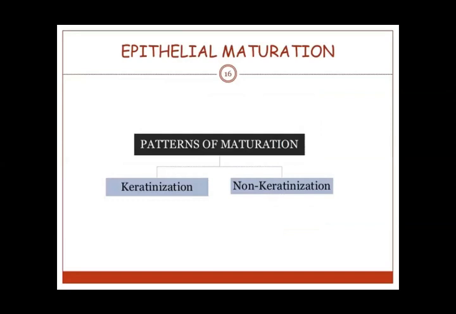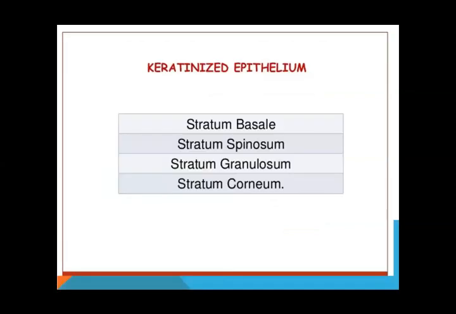Epithelial maturation. The patterns of maturation are of two types, keratinization and non-keratinization. Keratinized epithelium has four layers: stratum basale, stratum spinosum, stratum granulosum, and stratum corneum. Okay, four layers. Number one is the stratum basale, then stratum spinosum, stratum granulosum, and stratum corneum.